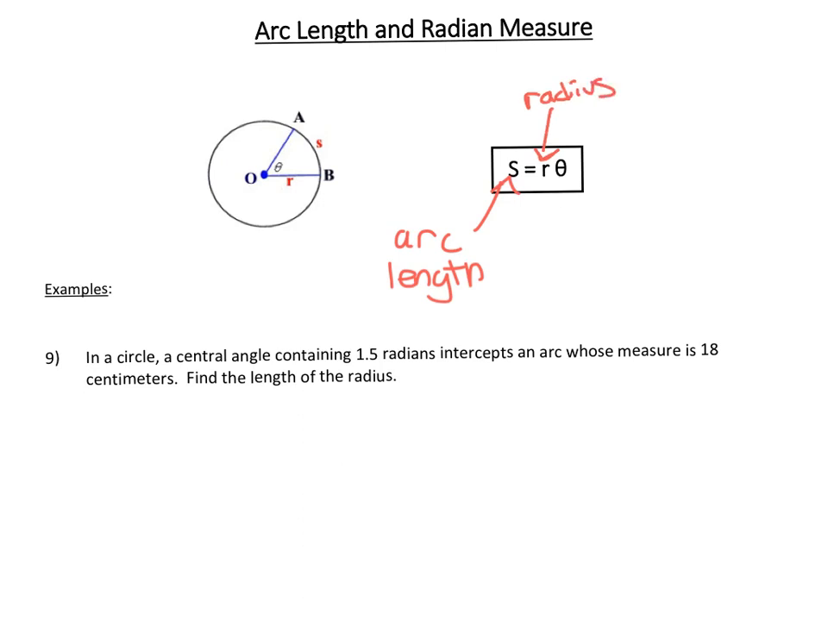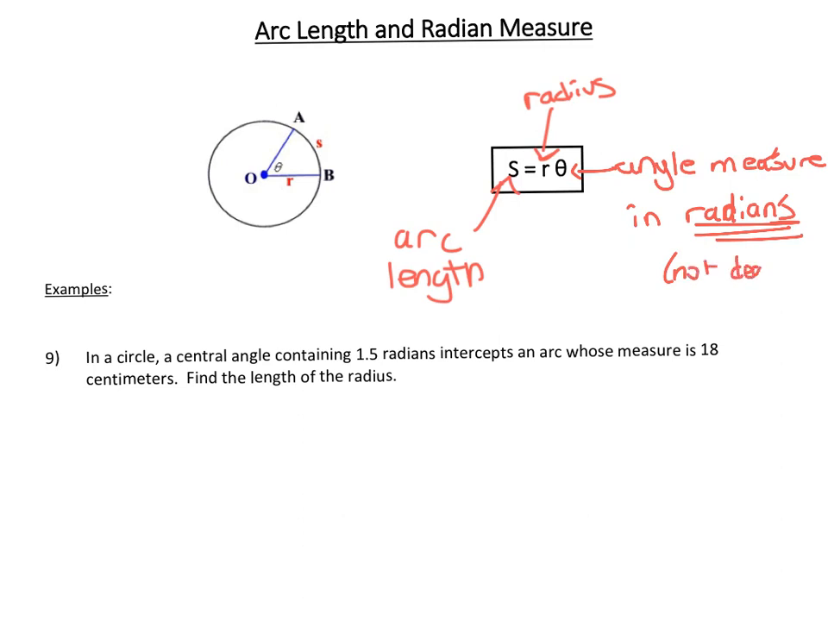And then this theta right here is the angle measure, but not in degrees. It's always in radians. That's really important. So theta is the angle measure. And this is really important. It's in radians. So that's really important. Okay, I'm going to put in parentheses, not degrees. So if they give it to you in degrees, just convert it to radians.